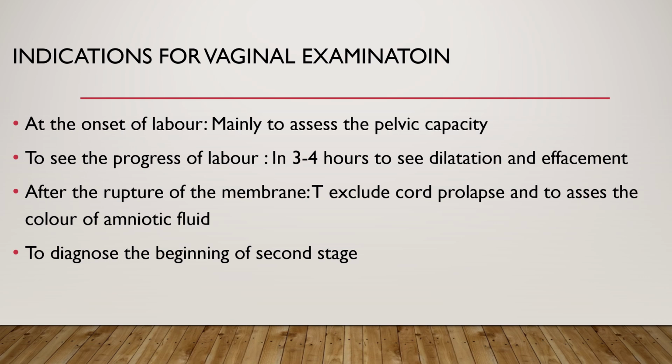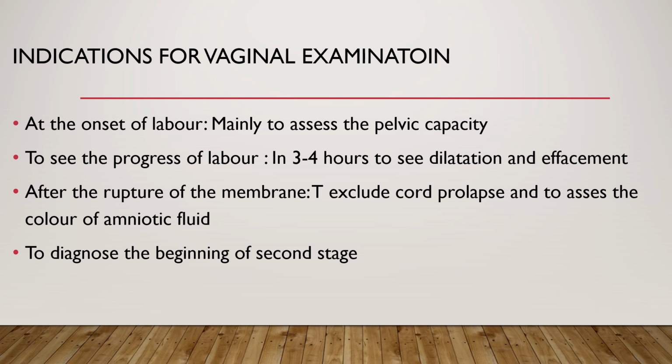And the vaginal examinations should be restricted to every 3 to 4 hours for assessing the progress of the labor. Otherwise, if you are performing repeated vaginal examination, already I told you there is a chance for infection. And immediately after the rupture of the membrane, you are supposed to do the vaginal examination. That's to exclude the cord prolapse and to assess the color of the amniotic fluid.